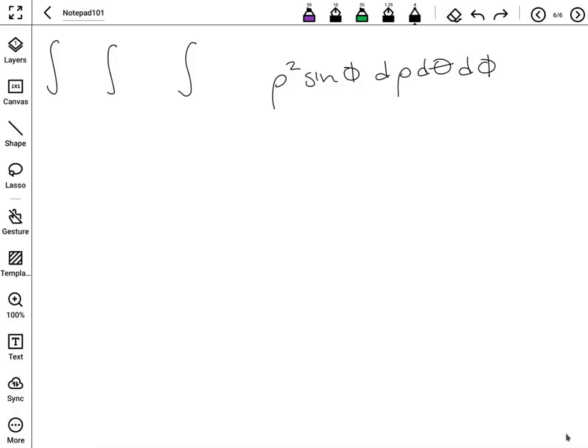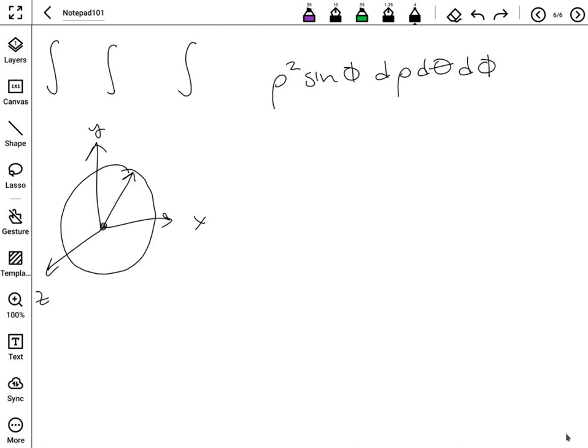Rho is my radius. I guess I'll just draw a few different versions. So rho is my radius starting from the origin out. My sphere doesn't have a hollow part to it, so I start from 0. And my sphere has radius 5, so I go out 5.